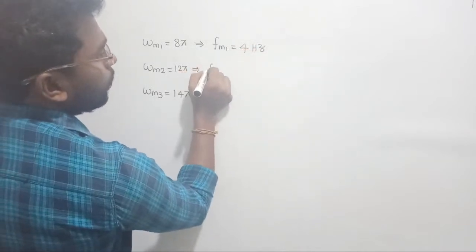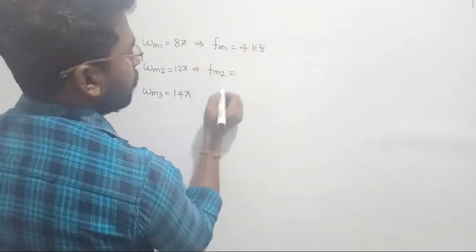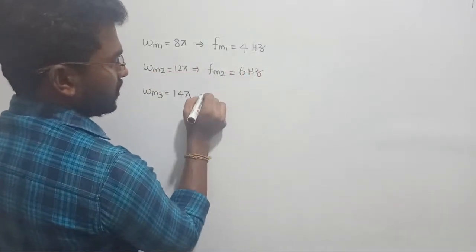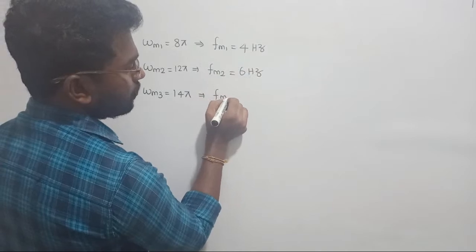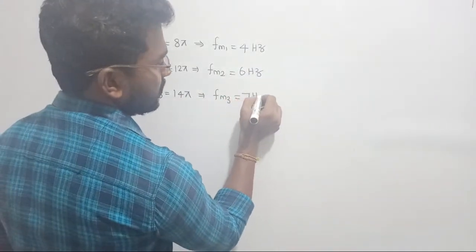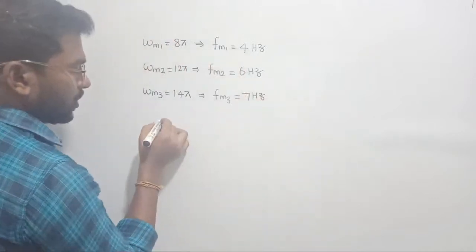Similarly, fm2: divide it by 2 pi, it becomes 6 hertz, such that fm3, 14 pi divided by 2 pi, will become 7 hertz. Yes, now 3 frequencies have come.